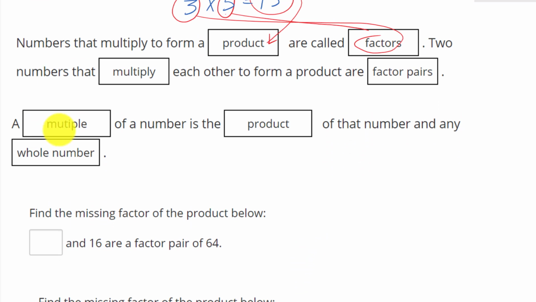Then we have the term multiple. A multiple of a number is the product of that number and any whole number. To understand this, let's look at an example. Let's look at the number 2. So what are the multiples of the number 2? Well, 2 times 1. See how this is a whole number right here, and how 2 is the number. What's that going to be? 2. So this 2 right here is a multiple.